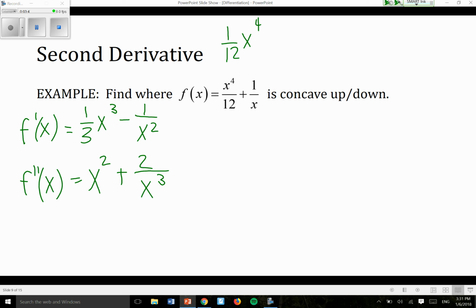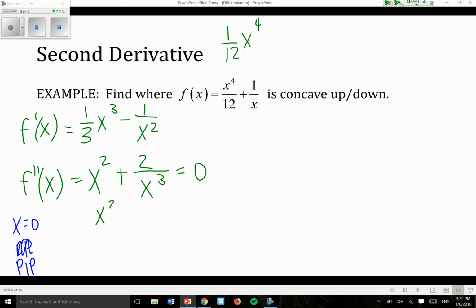Now we want to figure out where this is equal to 0 or undefined. We do actually have a point where it's undefined. If you look at that x in our denominator, we know x equals 0 is a critical point because it makes our second derivative undefined. Oh sorry, that is not a critical point, possible inflection point. We can also finish solving this equation to find where our second derivative equals 0.